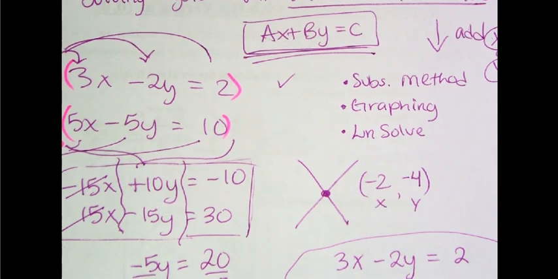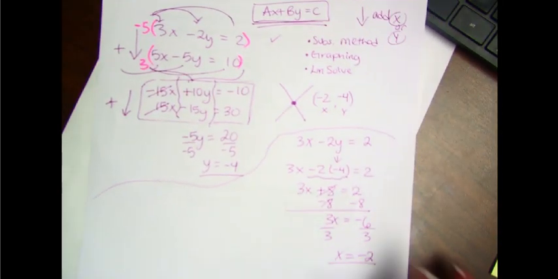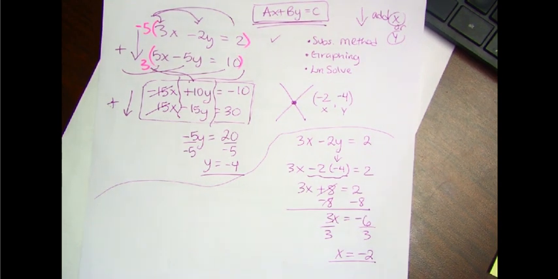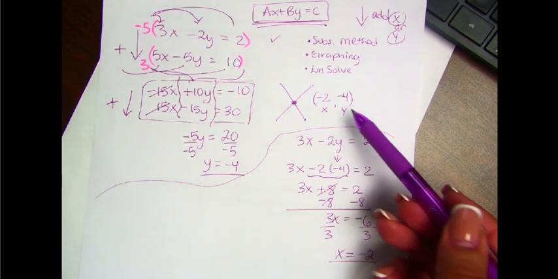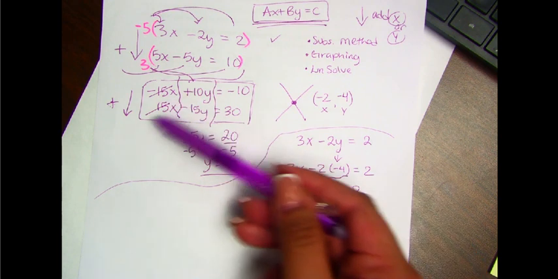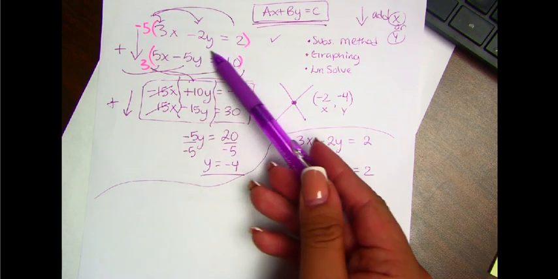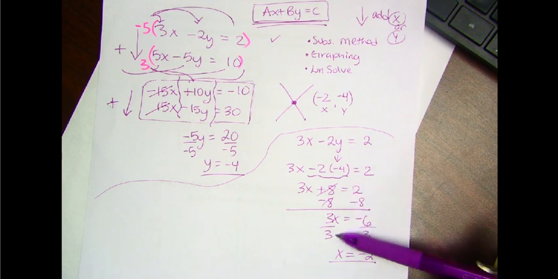I'm going to zoom out so you can see the big picture. Once again, the whole purpose is to find that intersection point, which consists of x and y values. You eliminate one of the variables to find the other. Once you find it, you go to your original equations, plug it in, and find the other.